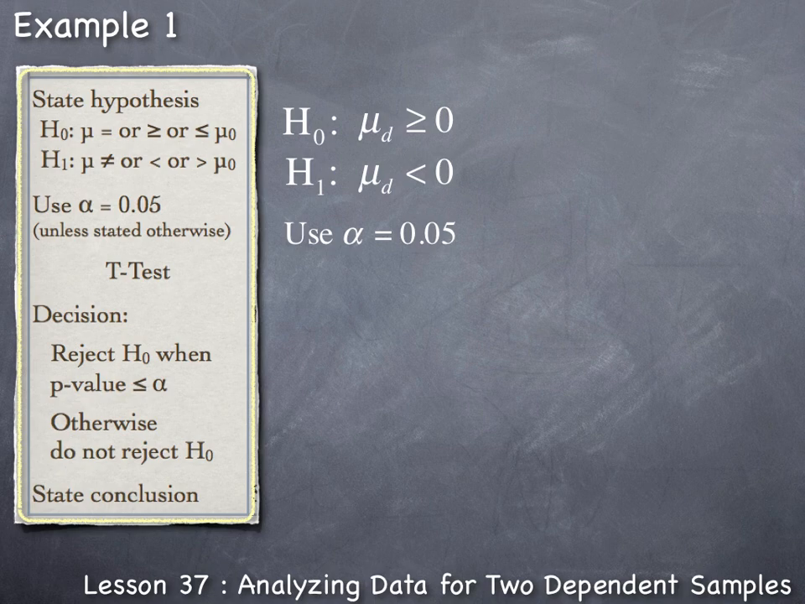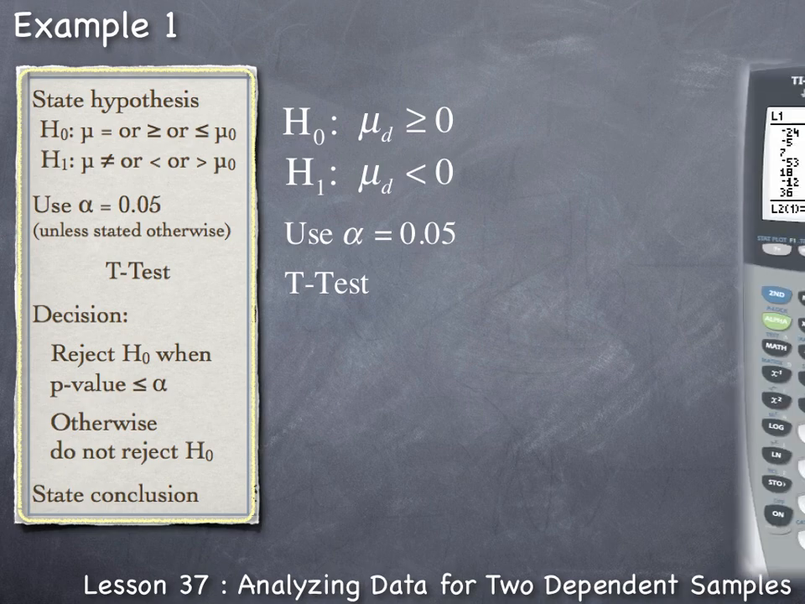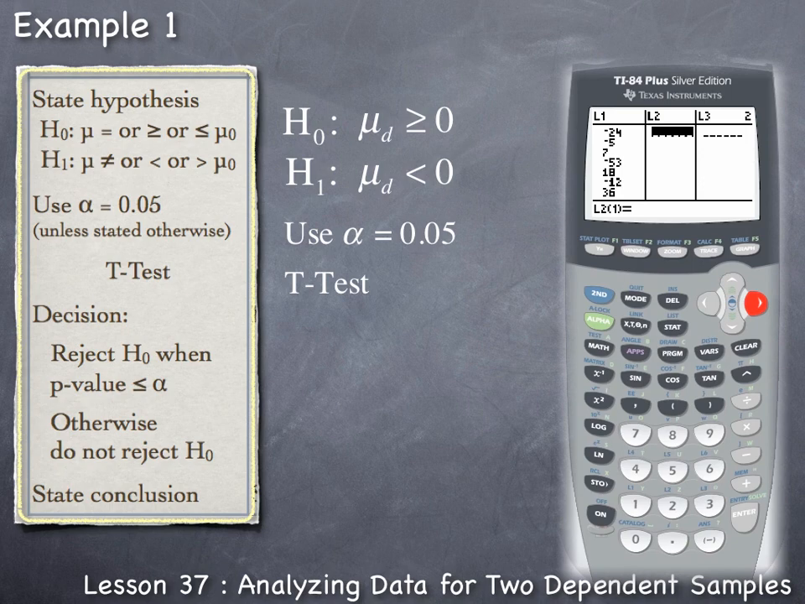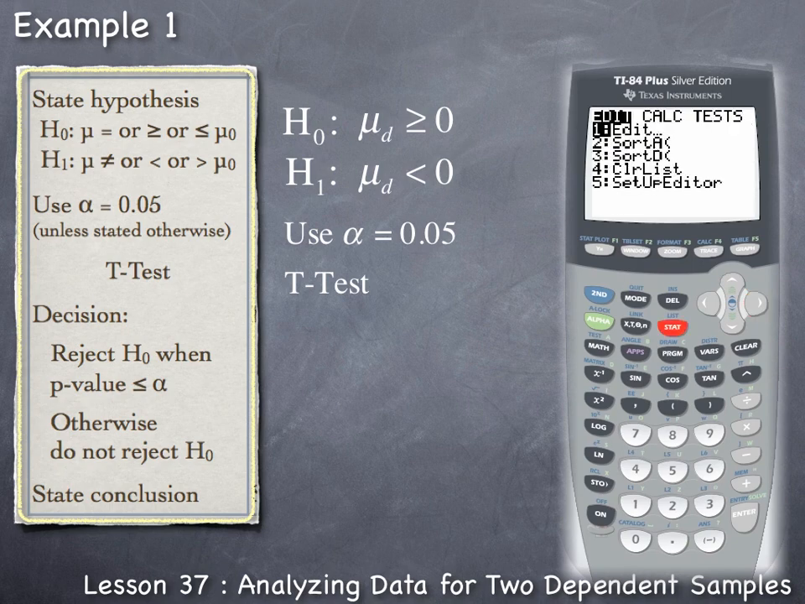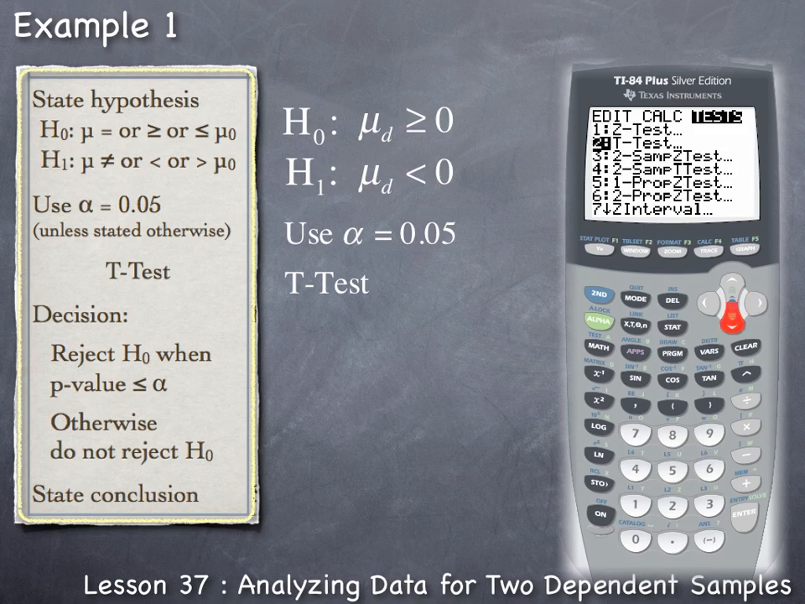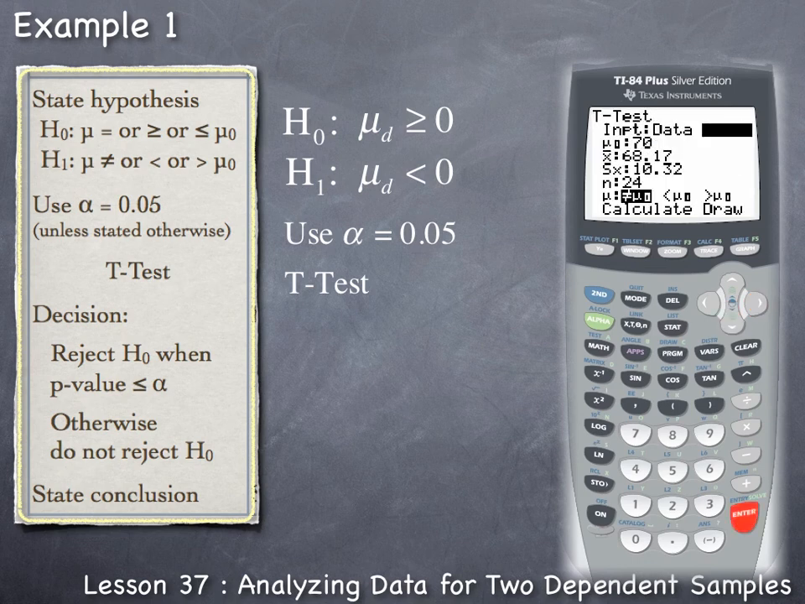Next, t-test. T-test is the command on the TI-84 calculator that we'll use to calculate the p-value we need to reach our decision. So we can go to the TI-84 calculator, where we've already entered in the differences in list 1, and we could press stat, arrow over to tests, and then arrow down to t-test. Enter. Well, here we have as input the actual data. So we arrow the cursor over to data and press enter to select.